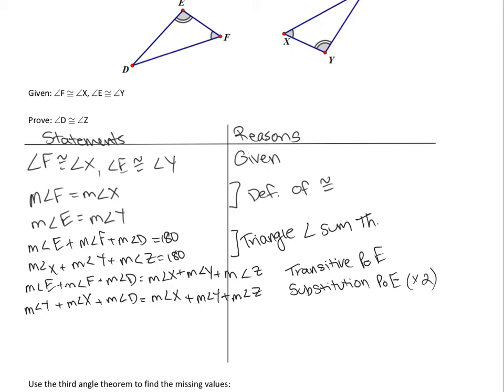Okay. Then I've got some nice subtraction that could happen at this point. I've got angle X on both sides, and I've got angle Y on both sides. So when I subtract, I'm left with the measure of angle D equals the measure of angle Z. Sorry, folks. Z by subtraction.